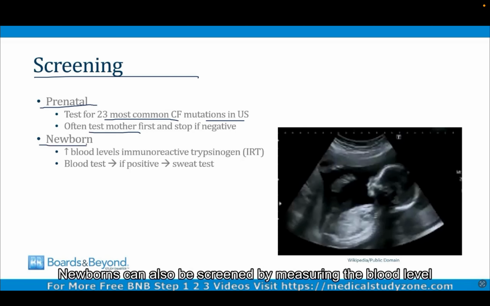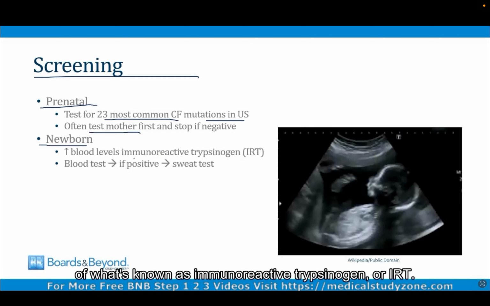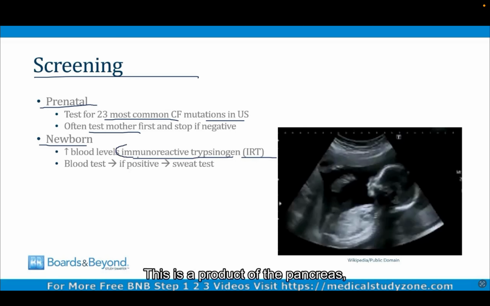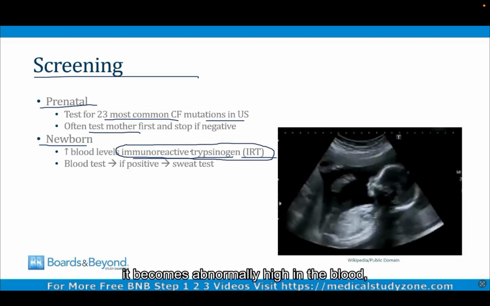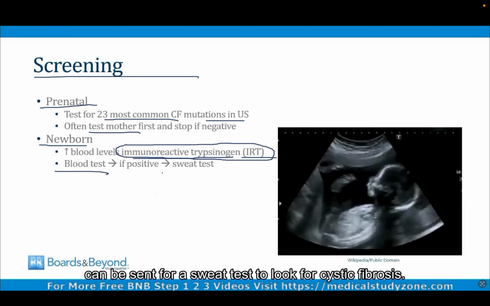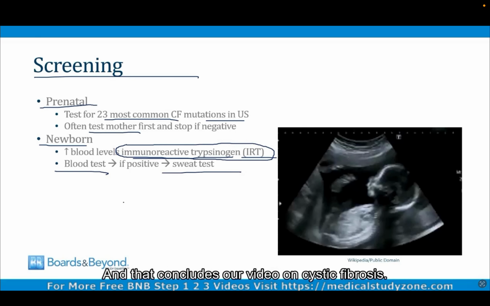Newborns can also be screened by measuring the blood level of what's known as immunoreactive trypsinogen, or IRT. This is a product of the pancreas, and in babies with cystic fibrosis, it becomes abnormally high in the blood, and therefore you can do a blood test, and if the level of IRT is high, then the baby can be sent for a sweat test to look for cystic fibrosis. And that concludes our video on cystic fibrosis.